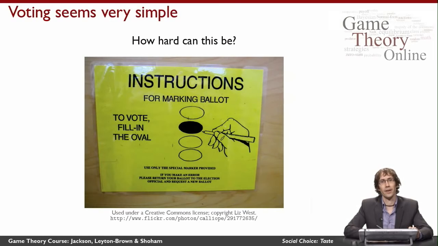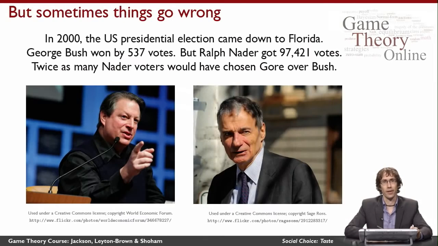Well, I want to argue that voting actually is tricky enough that we want to have a mathematical theory of it. Here's an example. In the year 2000, the US presidential election came down to who won Florida. And it was incredibly close. After complicated recounts and an appeal to the Supreme Court, George Bush turned out to be the winner by 537 votes. However, Ralph Nader, a third-party candidate with a pretty limited amount of support, got 97,000 votes.